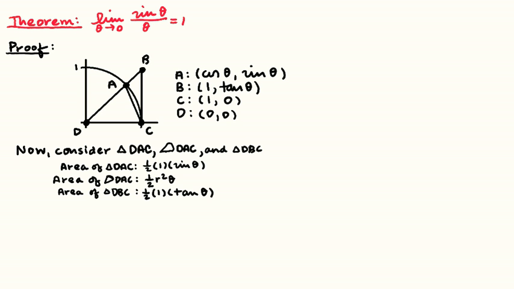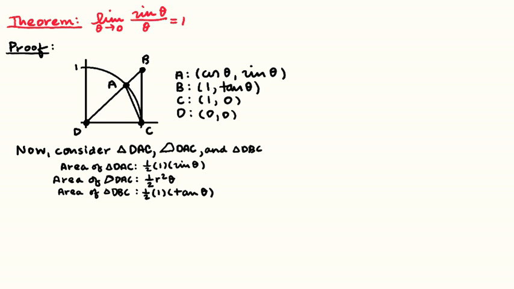All right, I wrote in the areas of each of these things, but I'll go through them one by one. The area of triangle DAC is 1/2 base times height. Well, the base is 1 because it goes all the way to C, which has the coordinates 1, 0. And the height is really the y-coordinate of A, which is sine theta. So it's 1/2 times 1 times sine theta.